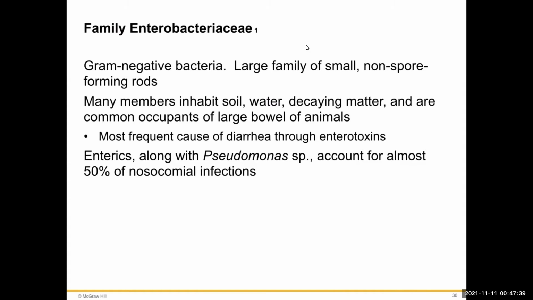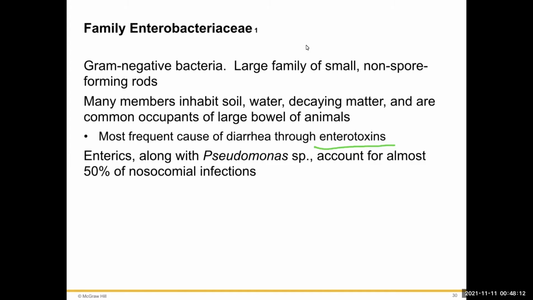The most frequent cause of diarrhea is through enterotoxins. Now, endotoxins are on the cell membranes. Enterotoxins are secreted, okay, and they target the digestive tract, the intestines, causing diarrhea. So we'll see the two terms in nursing exams. Endotoxins are on the cell wall of the bacteria. Enterotoxins are secreted and specifically attack the intestines.